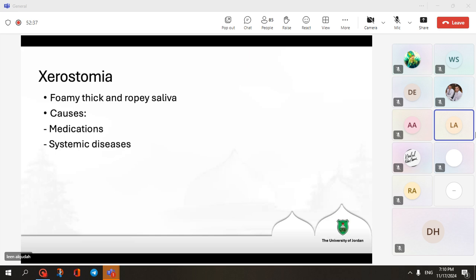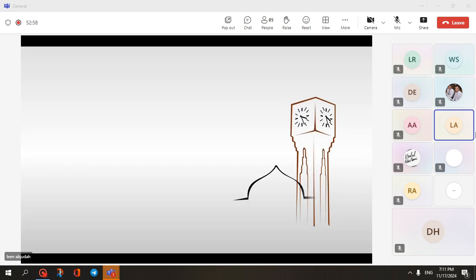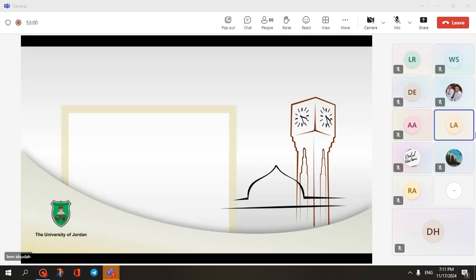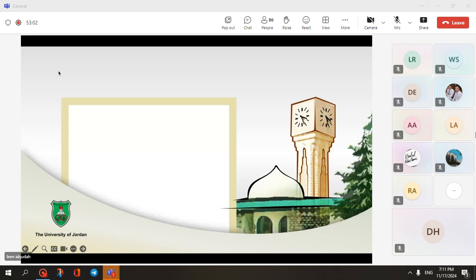Any anticholinergic agent has xerostomia as a side effect, and so do systemic diseases such as diabetes mellitus, sarcoidosis, diabetes insipidus, amyloidosis, hepatitis C, graft versus host disease, Sjogren, HIV. There are a lot of other systemic diseases. This is it for today. Does anybody have any question before we end the meeting?